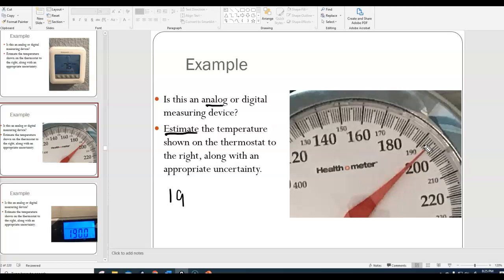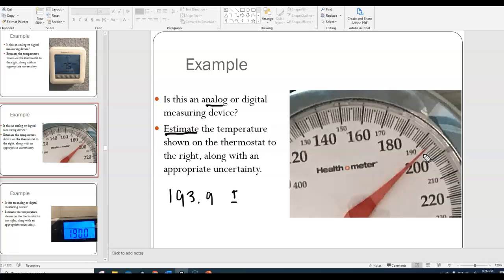So that's 1, 2, 3, maybe 4, but I'm not sure. And so I would say 193. I would feel okay with writing down 193, and then I'm going to estimate because I'm not sure on that last little bit right there because it's really, really close. I might say 193.9, and then what would a reasonable uncertainty be?